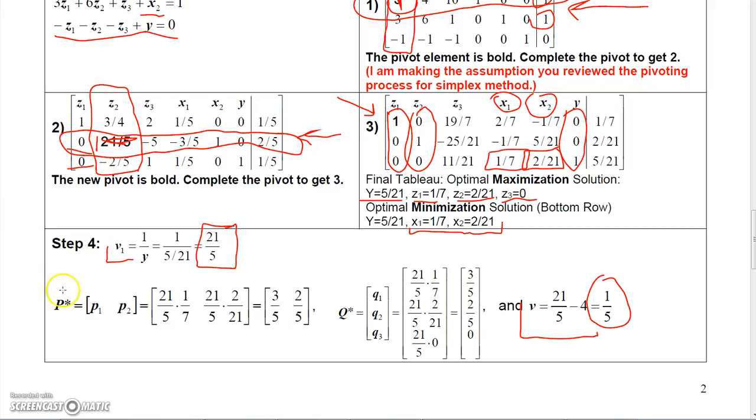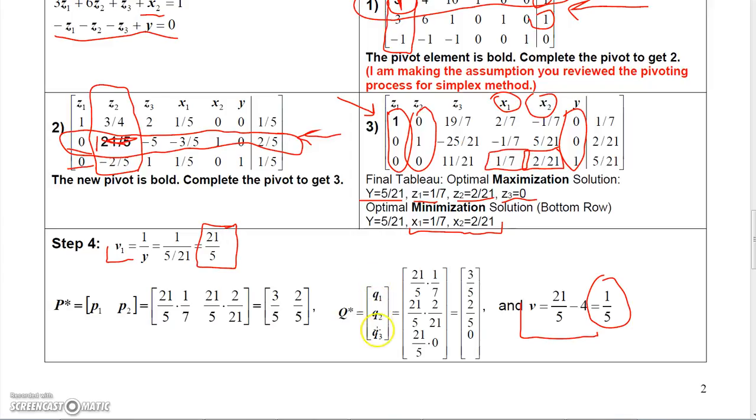And then remember, to get the strategy for P, we have to take V1 and multiply it by each X value. So V1 is 21/5, multiply it times a 7th, and I get 3/5. And then take 21/5, multiply it by 2/21, and I get 2/5. So that's the strategy for P.